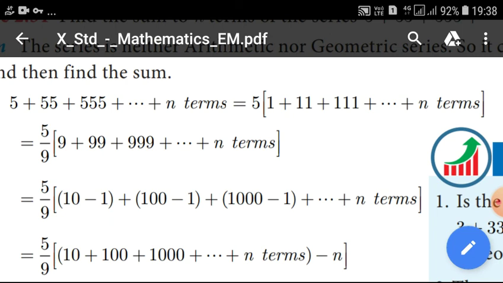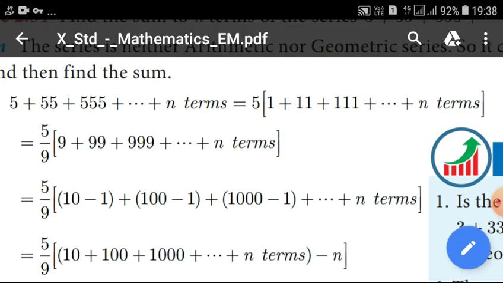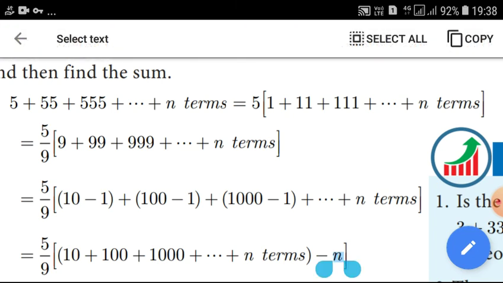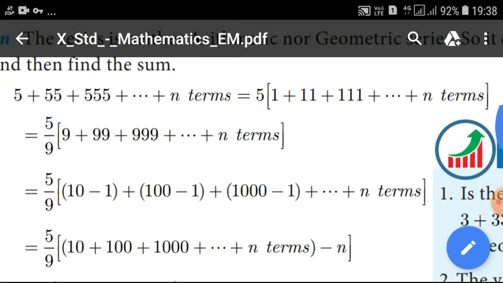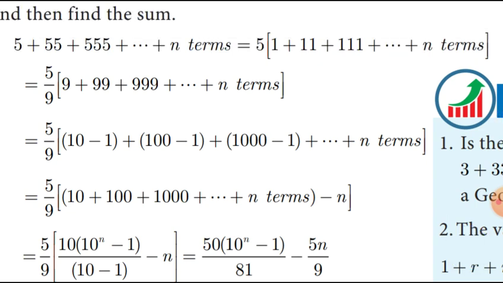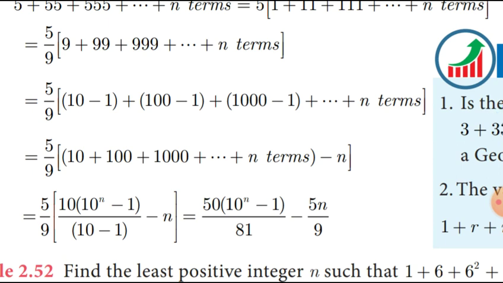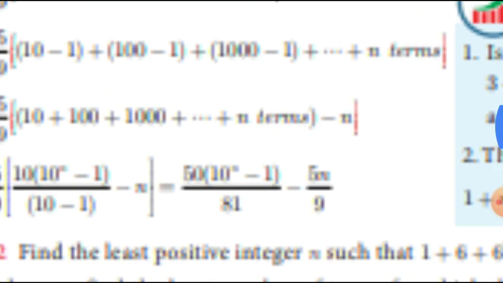Now this minus 1 is there in all these numbers, 10 minus 1, 100 minus 1, 1000 minus 1, going till n terms. So we will have n number of minus ones. We can take that minus n as common, and write the numbers 10, 100, 1000 in a series. Now this 10, 100, 1000 plus up to n terms is a geometric series. So we can apply the formula for the sum of the geometric progression for this series, 10, 100, 1000 plus up to n terms.